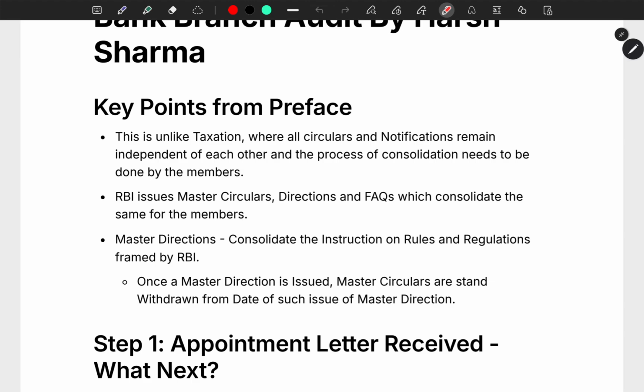So this is one of the important points in understanding the rules and regulations. Master directions and master circulars are important, and these are the starting point of understanding what banking regulation is like and what you have to check, because what you are doing is a statutory audit, and what does the statute say? That is the master directions and circulars.